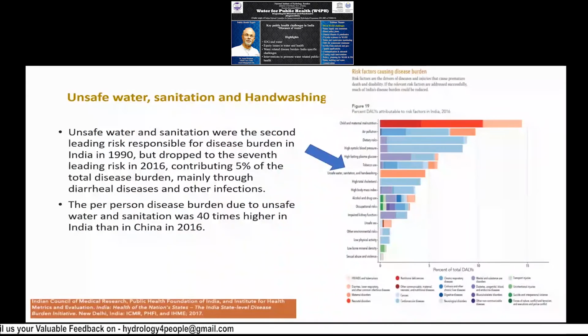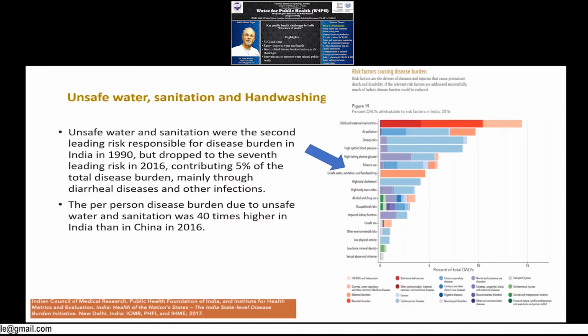If you have to prioritize risk factors for India, which the GBD does based on the DALYs for each risk factor, you will see that unsafe water comes at number 7. It comes just after child malnutrition, and as I said, diarrhea is also indirectly attributable to water. Air pollution, dietary factors, blood pressure, raised plasma glucose, and tobacco use are the factors above unsafe water. Unsafe water was number 2 in 1990 and has now come down to number 7. So obviously, either we are improving here or we are worsening in other risk factors.